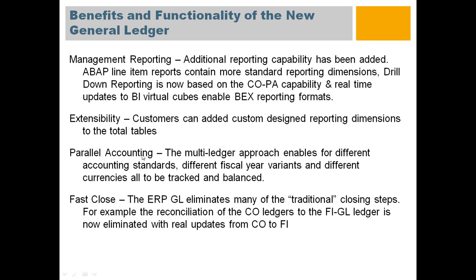Parallel accounting is basically your GAAP and IFRS multi-ledger approach. It has a leading ledger, and also multiple ledgers. So every time you post, it posts to the leading ledger, and you can also set some parameters for posting to non-leading ledgers. It also does fast closing. So ERP eliminates many of the traditional closing steps, such as the reconciliation of the CO ledger. The CO ledger is gone. It's completely and automatically reconciled between FI and CO. So it eliminates some key steps behind the scenes.